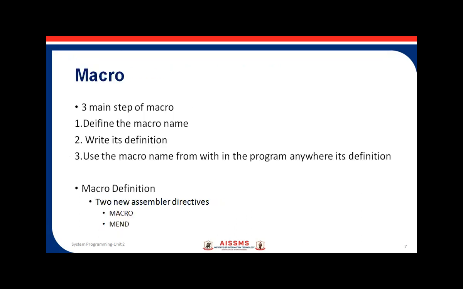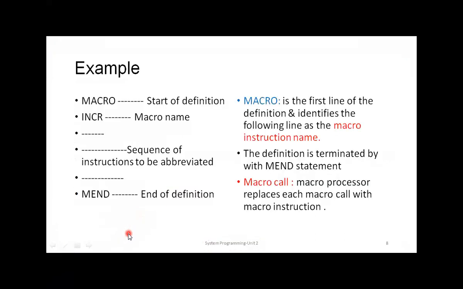We have seen there are two assembly directives required for a macro definition. The first one is MACRO, which defines the macro we are going to use, followed by the macro name, and the macro ends with the END assembly directive. So this is one example of the macro.